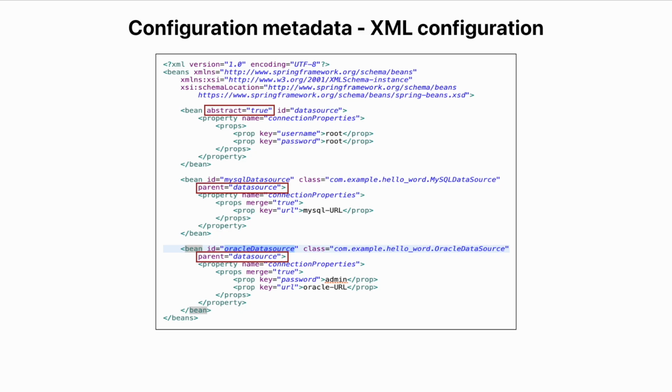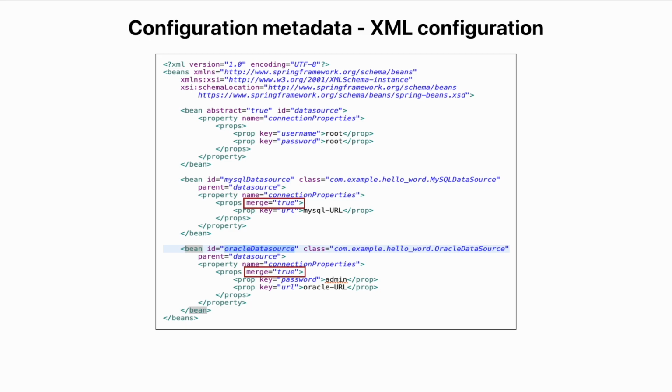Here, MySQL data source and Oracle data source beans extend from the abstract data source bean. It has some properties and it also overrides some properties specific to the bean. Merging bean property values. When we are extending from the abstract bean definition, we can also merge the collection values. For merging, we have to include the merge equal to true attribute in the collection property in the extended bean definition, otherwise the value will be overridden.